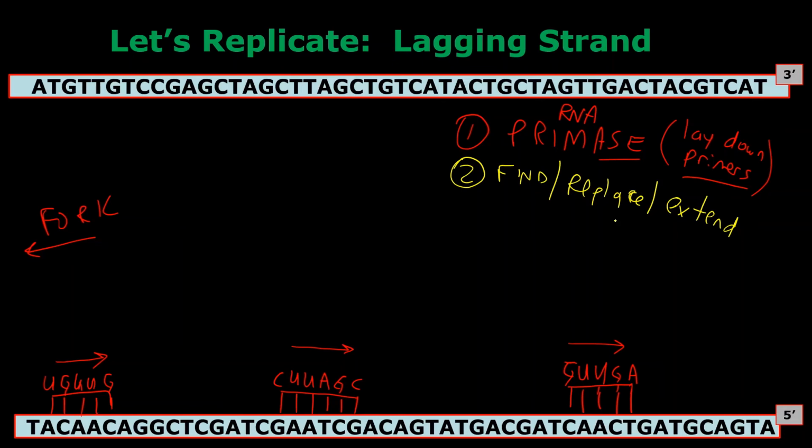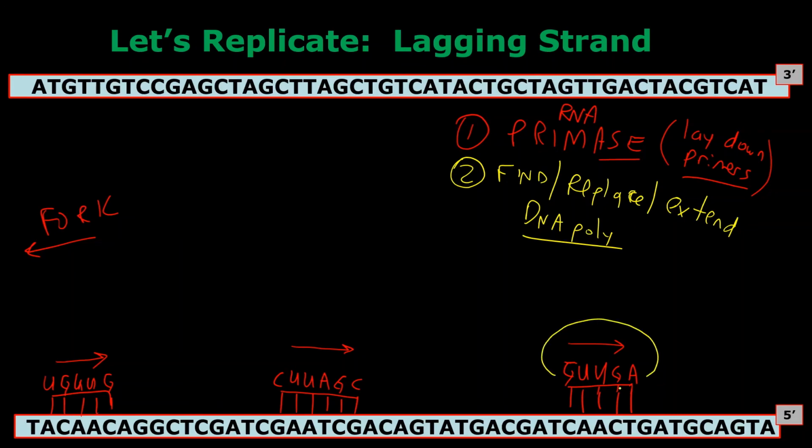We need to find those primers and replace it with some DNA. And then maybe extend the chain just a little bit. Right? Maybe extend it just to get it a little bit closer to the next primer so we don't have such big gaps in between. So who are we going to have do this? Well, we're going to hire an enzyme that should have done this in the first place. DNA polymerase. DNA poly will find, what is she going to find? Well, she's going to find a primer.